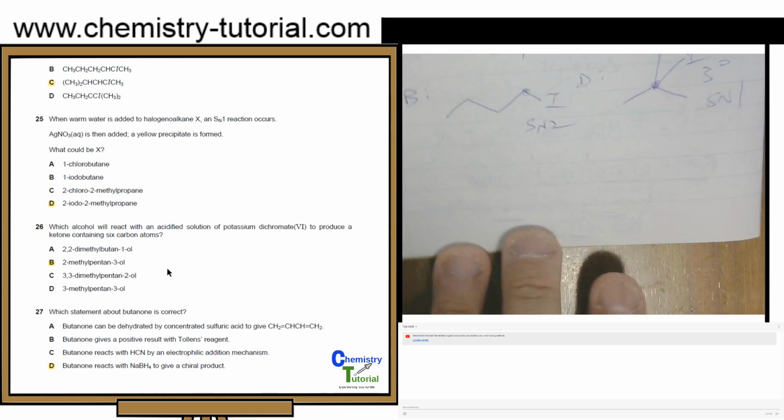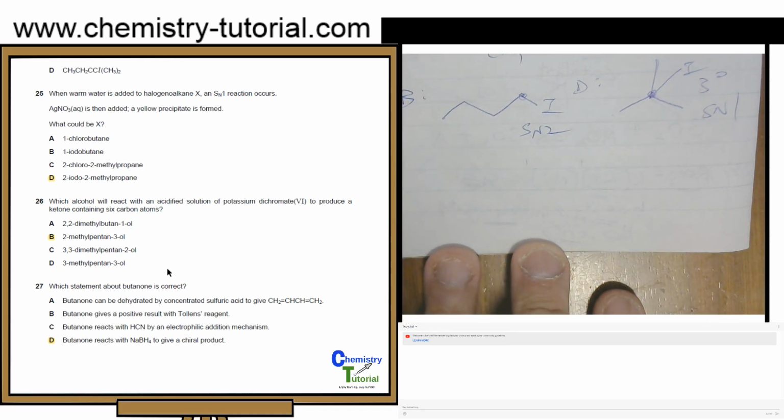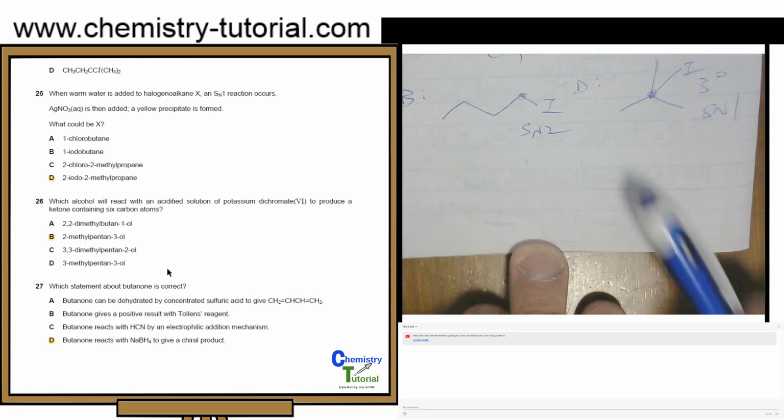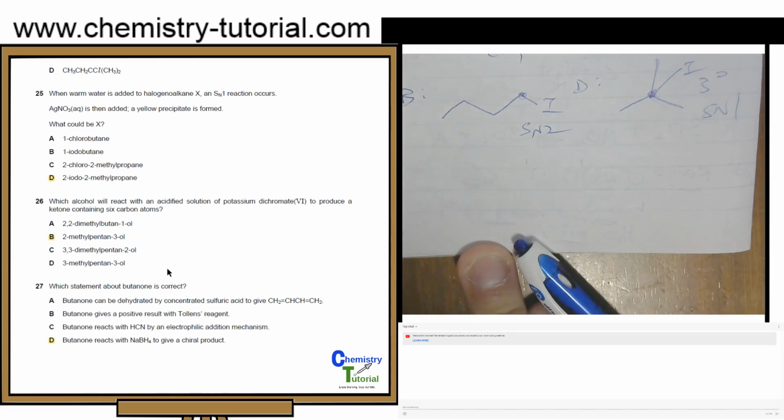For question 26, which alcohol will react with an acidified solution of potassium dichromate to produce a ketone containing 6 carbon atoms? First, you want to count the number of carbon atoms in all the 4 options. Butane, you have 4 carbons, right? Methyl is 1, but you have 2 of them because dimethyl. So 4 plus 2 is 6. Okay, so we can keep this option first. Pentanol, 5 carbon atoms. Methyl, 5 plus 1 is 6. Penta, 2 dimethyl. Penta is 5, right?